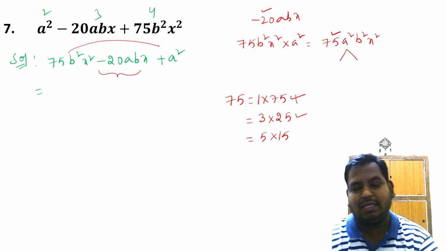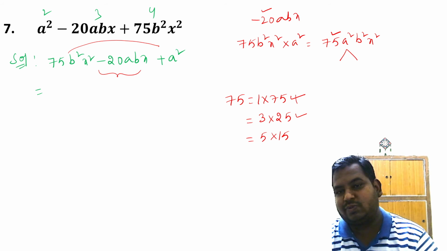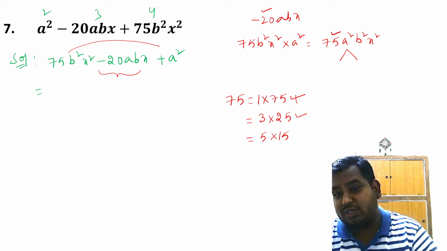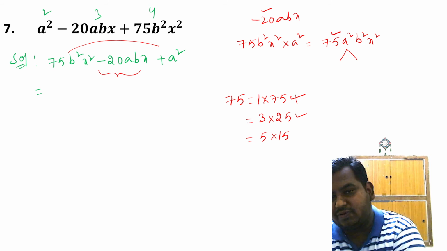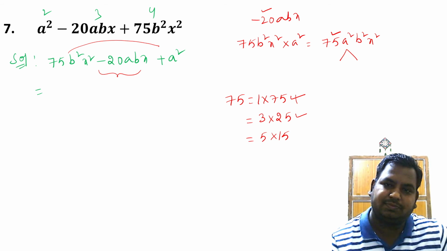Next, the second pair, 3 and 25. 3 plus 25 is 28. 3 minus 25 is minus 22. We are not getting 20, so even the second case is not acceptable.